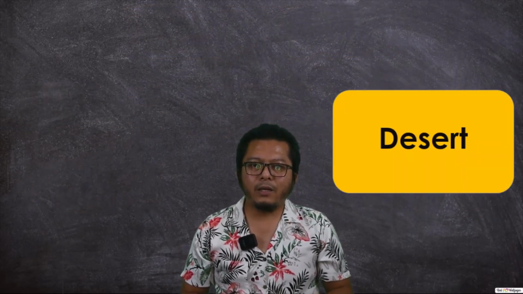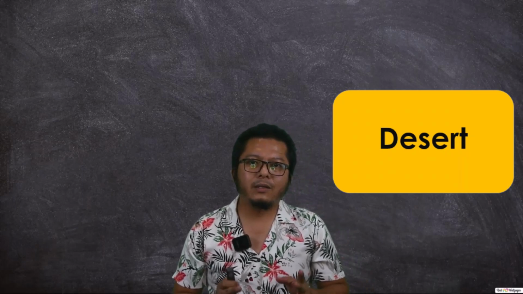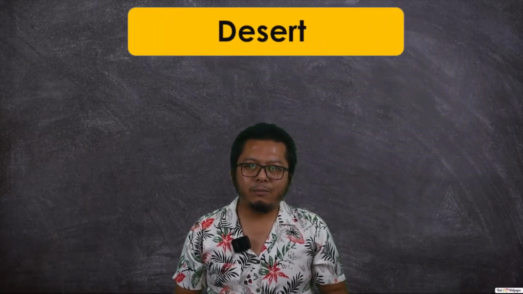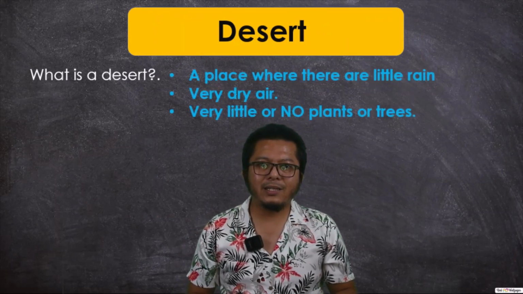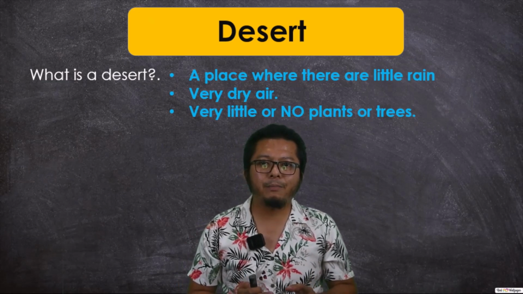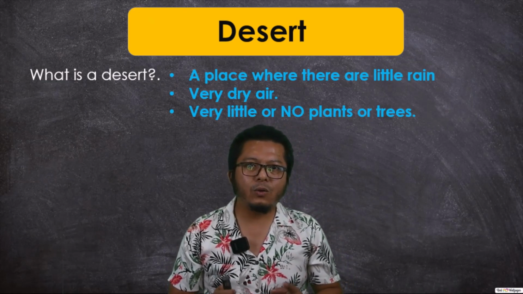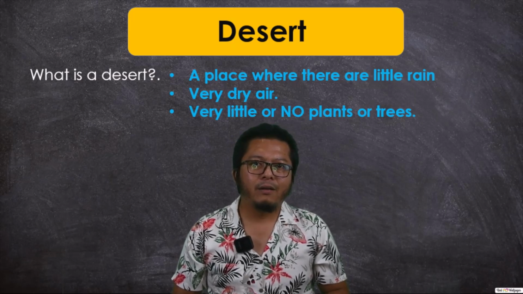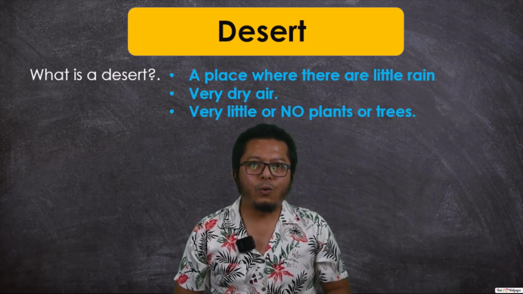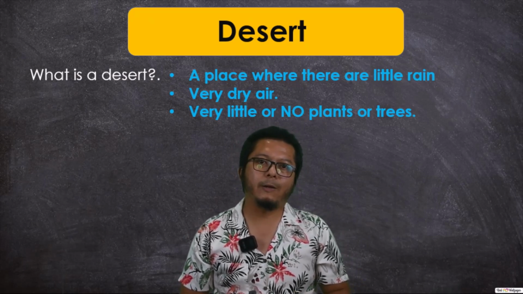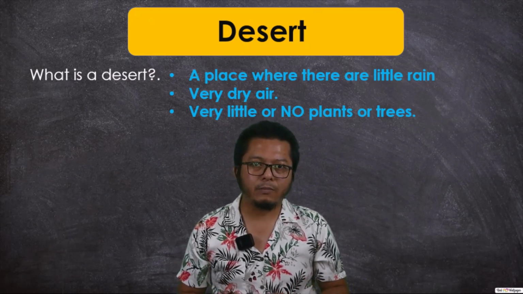Let me explain in more detail about their habitat. The first one is the desert. What is a desert? A desert is a place where there is little or no rain. Desert is also padang pasir in Malay. It has very dry air, and very little or no plants or trees. So no trees, no plants, because it's hot.